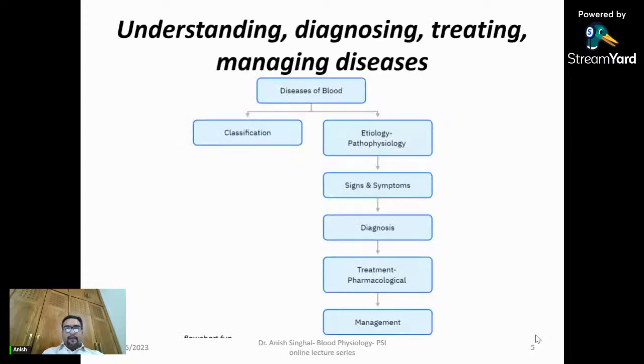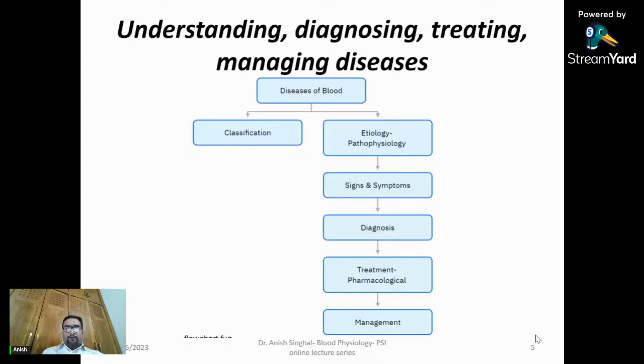Okay. So, to understand, diagnose, treat, or manage diseases from the basic knowledge of blood physiology, we should be able to find out what is not the blood physiology, right? So by definition, physiology is the normal functioning. So if something is not normal, that has to be an abnormal thing, and any abnormality would be considered a disease.